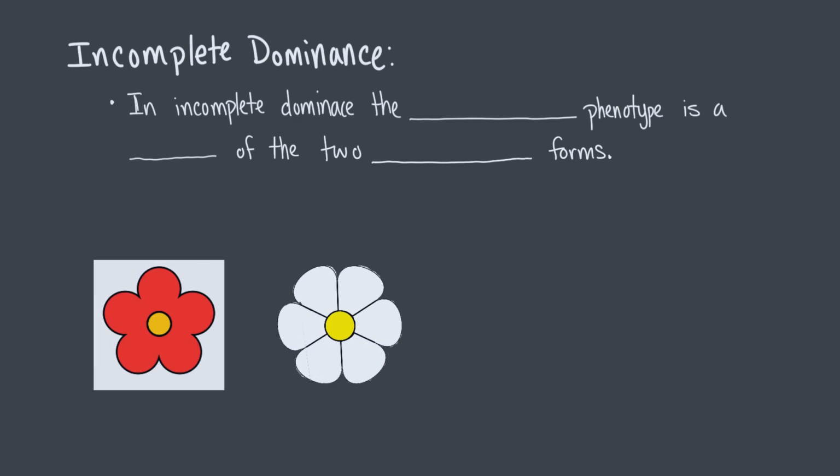And that brings us to our fourth and final type of gene expression, which is incomplete dominance. So in incomplete dominance, the heterozygous phenotype, remember that means you have one of each type of allele, is a blend of the two homozygous forms. And homozygous means both alleles are the same.